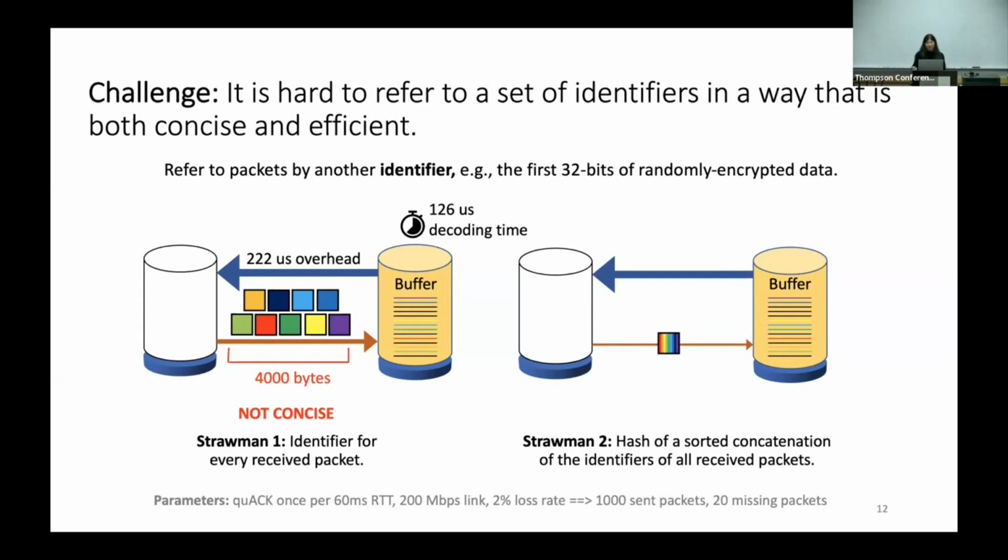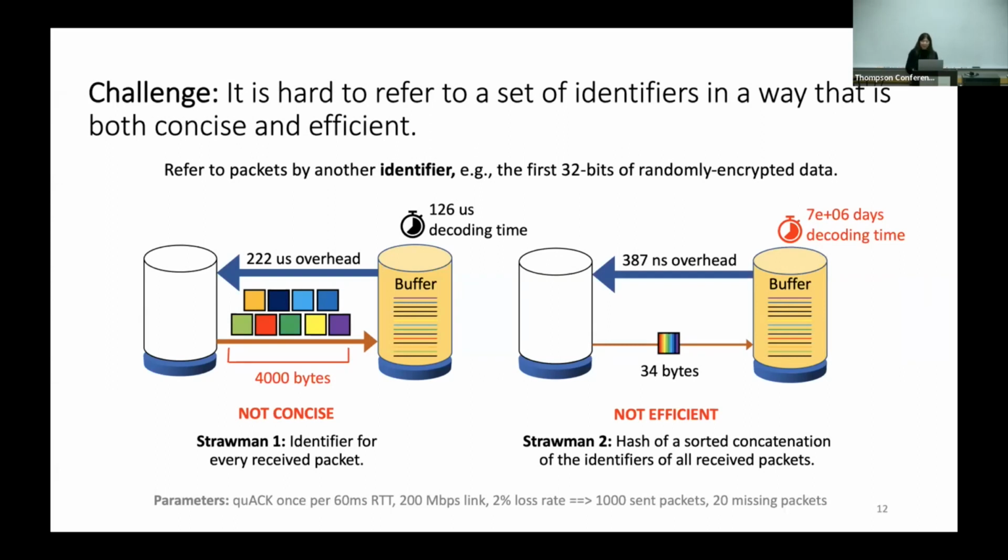But this solution is not concise. It sends a lot of bytes. Now, our second straw man is to have the sender, again, keep a buffer, but the receiver, instead of sending all the identifiers, sends a hash of all the identifiers together. And then what the sender can do is identify subsets of packets within its buffer, hash those, and then keep doing that until it finds a hash that matches. And that is obviously inefficient.